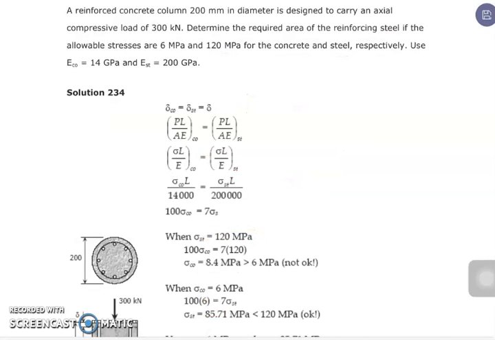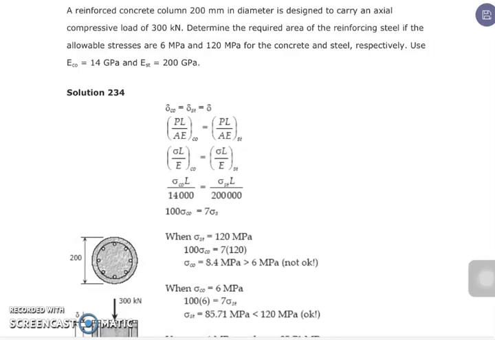Okay, the second problem. A reinforced concrete column 200 mm in diameter is designed to carry an axial compressive load of 300 kilonewton. Determine the required area of the reinforcing steel if the allowable stresses are 6 megapascal and 120 megapascal for the concrete and steel respectively. Use E for concrete, which is 14 gigapascal, and E for steel, which is 200 gigapascal.